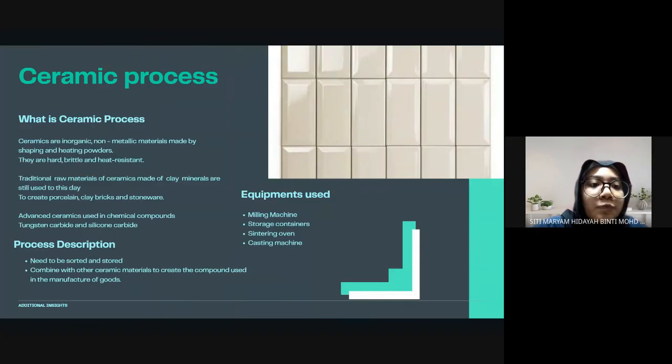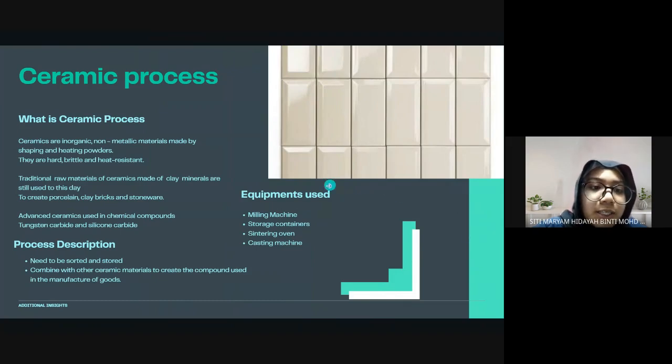We have two types, which are traditional or advanced. Traditional ceramics are made from clay materials that are used to this day to create porcelain, clay bricks, or stoneware. The advanced one usually uses chemical compounds like tungsten carbide and silicon carbide.